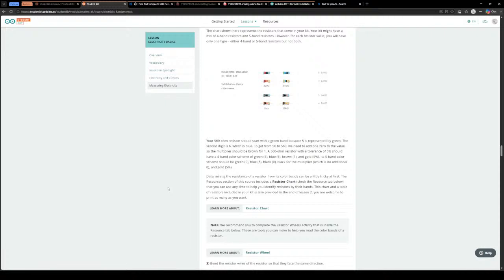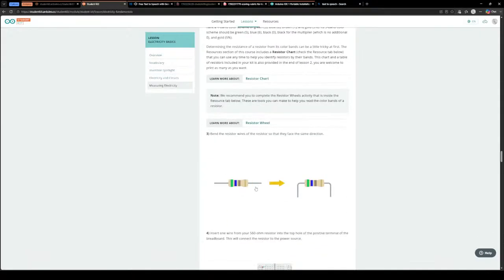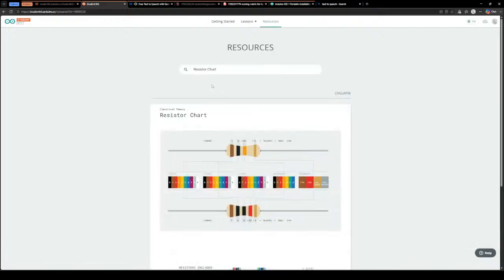Determining the resistance of a resistor from its color bands can be a little tricky at first. The resources section of this course includes a resistor chart that you can use anytime to help you identify resistors by their bands. This chart and a table of resistors included in your kit is also provided at the end of lesson 2. You are welcome to print as many as you want.